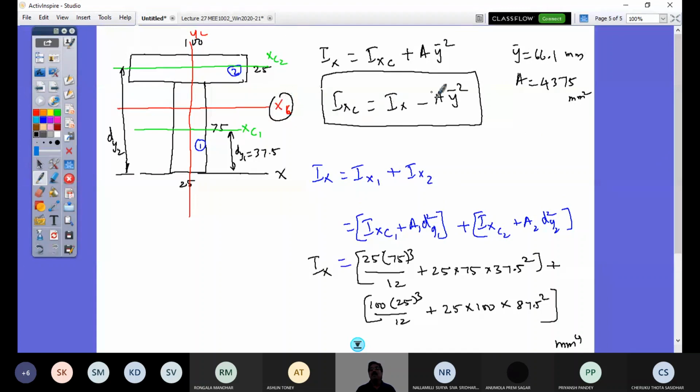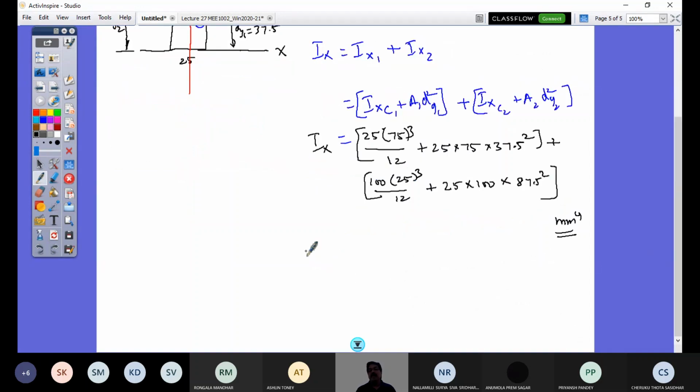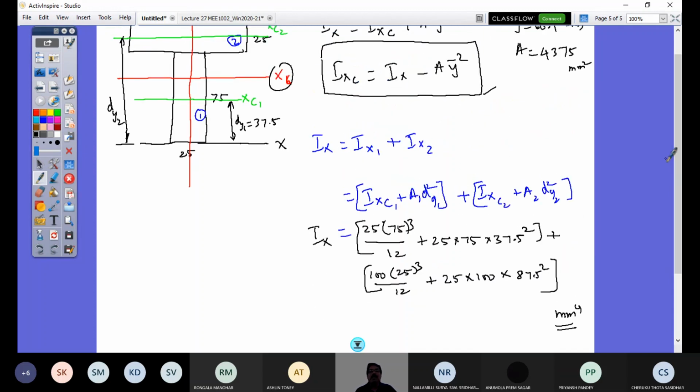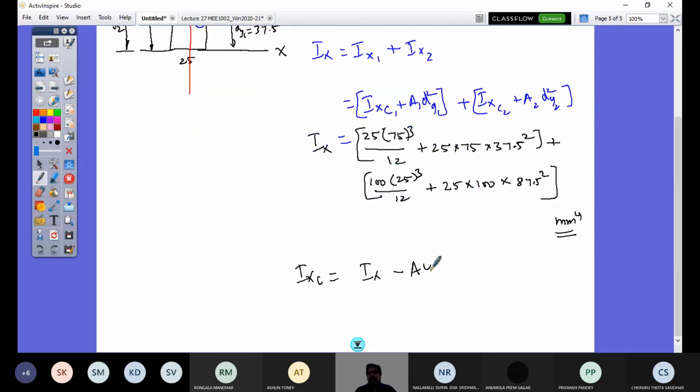What is it that I needed from this formula? So I can use this formula to get Ixc. So Ixc for the composite area about its own centroidal axis would be Ix, what you have got here, minus the total area of this composite into y bar square. Y bar is this. So this is y bar, which we have calculated as 66.1, right? Into y bar square. So you can find it out using this.